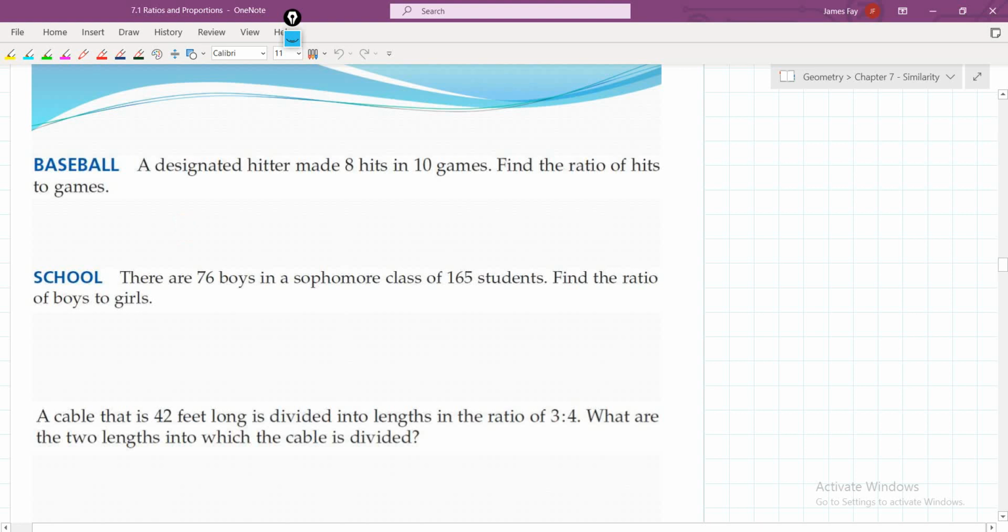It says a designated hitter made 8 hits in 10 games. Find the ratio of hits to games. 8 hits to 10 games. Okay, that reduces to 4 to 5. Hits per games. So what it basically is saying is I need to play 5 games so I can have 4 hits.